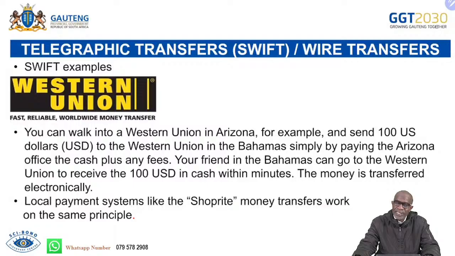Local payment systems like the ShopRite money transfer work just like the Western Union. The cash send that you usually perform at the money market in any ShopRite works exactly the same as this Western Union.